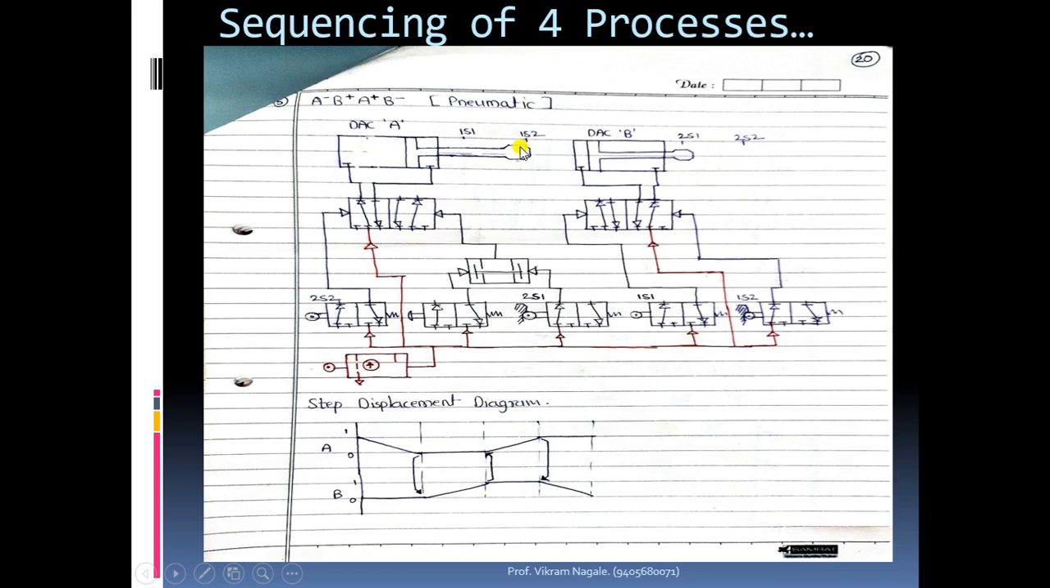So that rod end of cylinder A will start moving towards 1s1. नाव एक कन्सिडर करा की 1s2 वरून सुटला आणि इंटरमिजिएट पोझिशनला आहे रॉड एंड. सो हाऊ इट विल गो टू दिस, okay, so it has reached in the intermediate position.